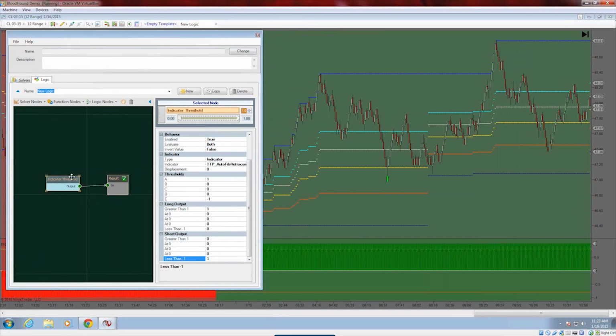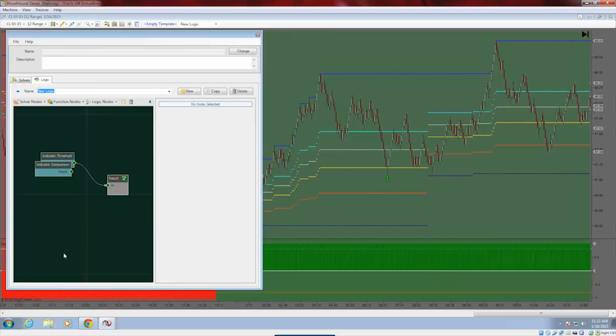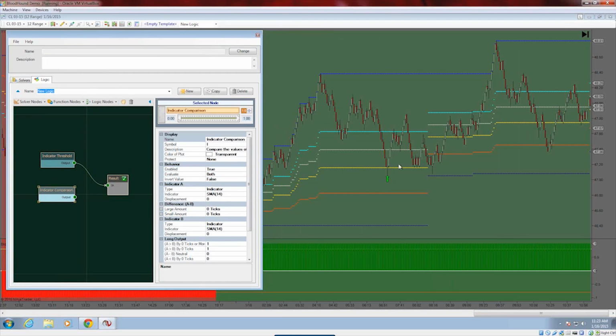So I go back to the green board, right-click, add the comparison solver, and remember we want the low for a long. We want that low to be below the 61.8. So in order to access any of the data points on the bar, we need to bring in what's called the SI chameleon indicator.